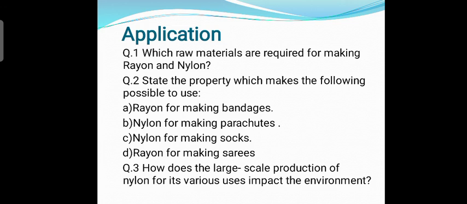Now there are some application questions. Which raw materials are required for making rayon and nylon? So rayon is made from wood pulp while nylon is made from coal and petroleum.